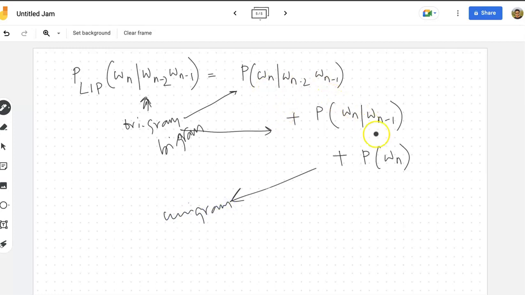So there are three probability distributions: one for trigram probability, one for bigram probability, and one for unigram, to guess this thing. Now they are saying this is linear interpolation.